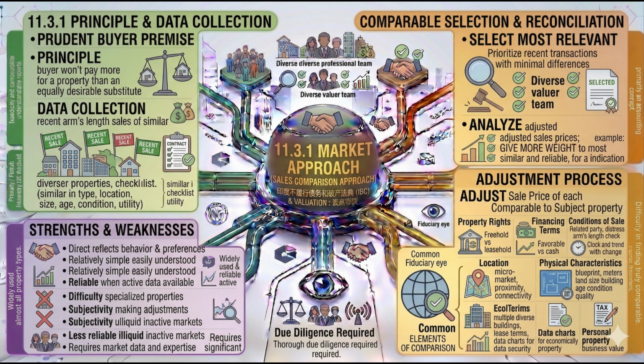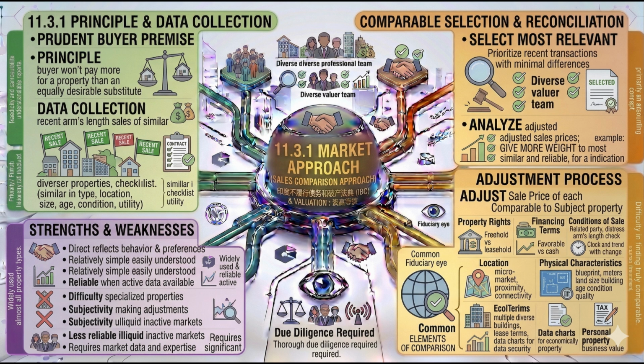Now adjustment process. This seems very detailed. Yes, this is the most critical part. You adjust sale price of comparables to make them equivalent to subject property. On what factors? Multiple factors. Property rights, freehold versus leasehold. Financing terms, cash versus favorable credit.